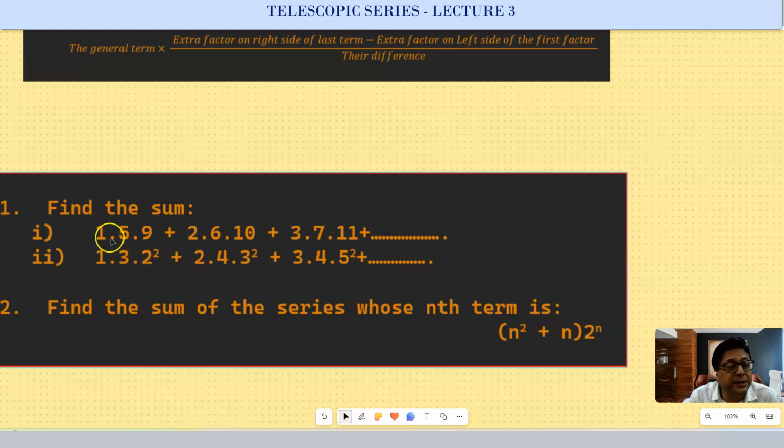Like the given term, see, in this product 1, 5, 9 are in AP, 2, 6, 10 are in AP, 3, 7, 11 are in AP, but these first terms are not in the same AP. They are also in AP but not in the same AP. Similarly, for the second problem, 1, 2, 3 are in AP, but here the series is given in such a manner that 1, 2, 3 are not in the same AP as given here, 1, 3, 2 square, 3 square, like this. A bit complicated.